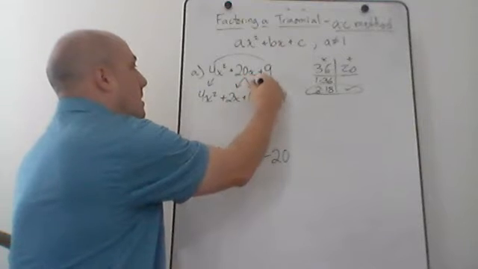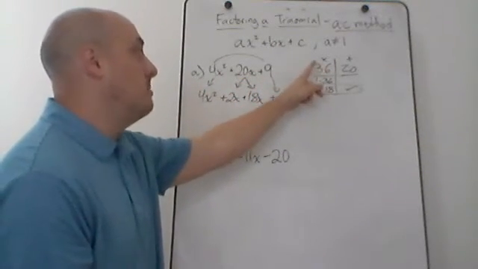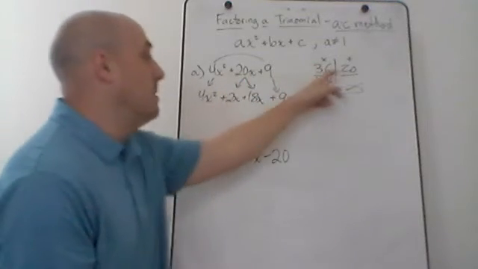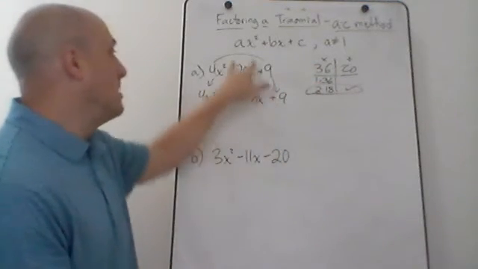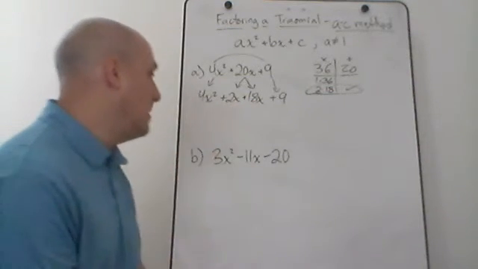Right, so I multiply a times c, I get my multiplier number. I find two numbers that multiply to that and add up to the one that's in the middle, the 20. I get those two numbers, and I use those to split apart that 20x. All right, the plus 2x and the plus 18x.